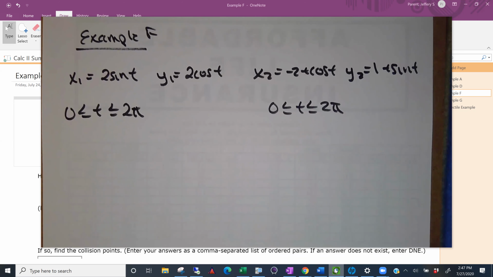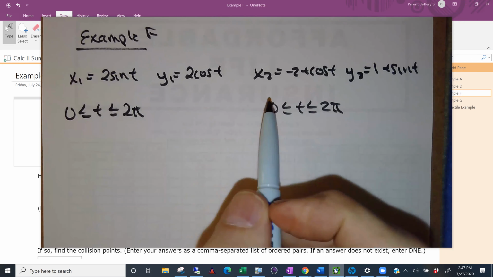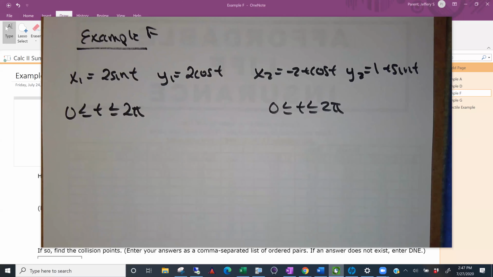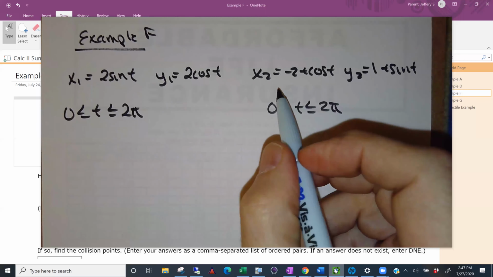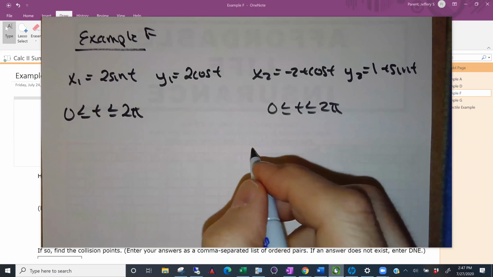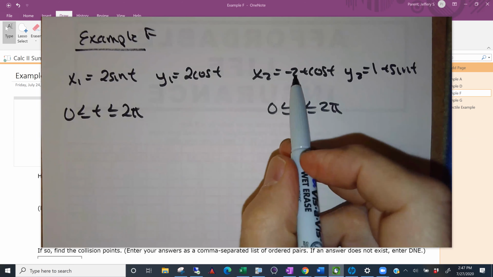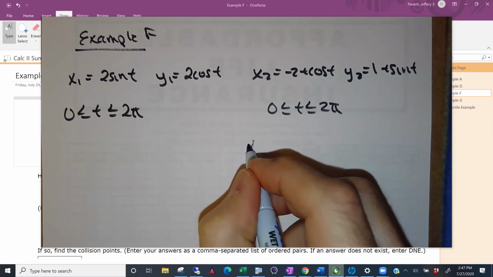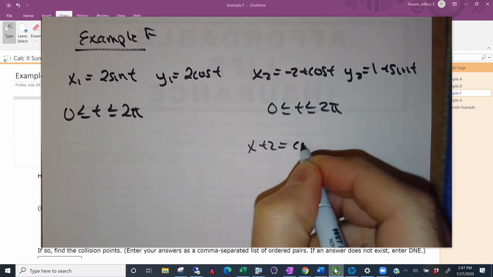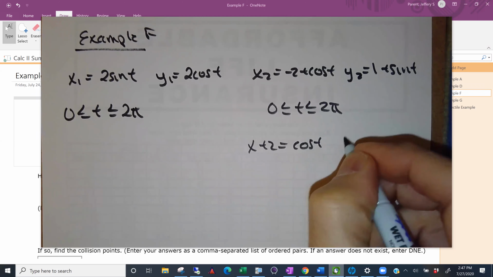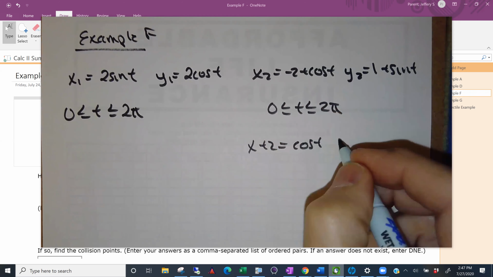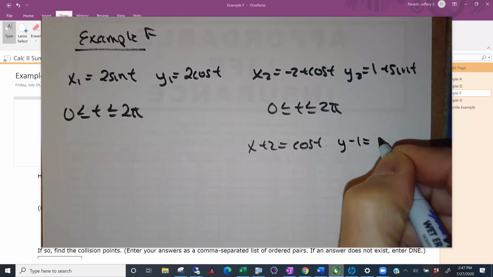So here's our 2 functions. And what I want to do is try and play with these things and eliminate the parameters from them. So from the second one, what I'm going to do is move the 2 to the other side and get x plus 2 equals cosine of t. At the same time, I'll move the 1 to the other side. I'm dropping the y2 and x2. But y minus 1 equals sine of t.